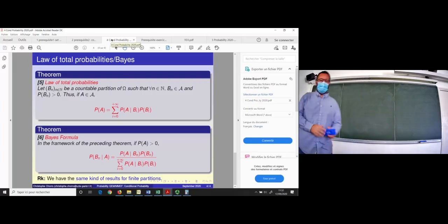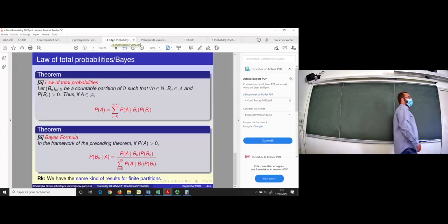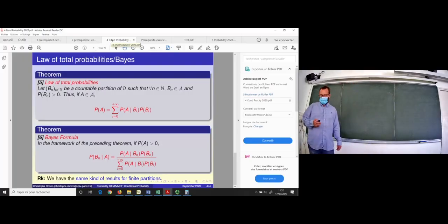Okay, Bayes formula. First of all, the framework of this theorem is the same as the previous one. It means that Bn is a countable partition. And I want to prove the formula in red here. What is the meaning of this formula? In some sense, you reverse the conditionality. It comes back to the question with R1 and R2, when you say I have the right to write the formula in two ways: P of R2 given R1 and P of R1 given R2.